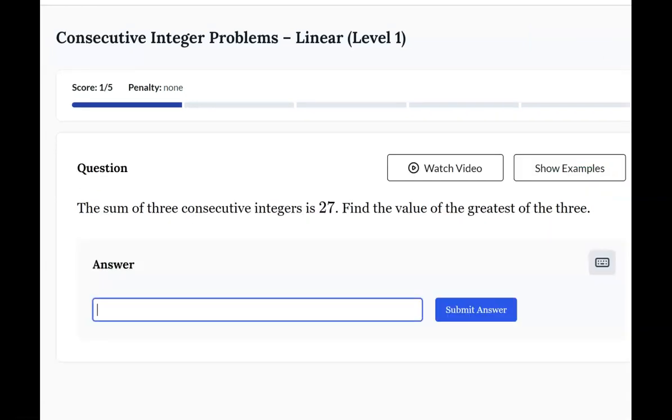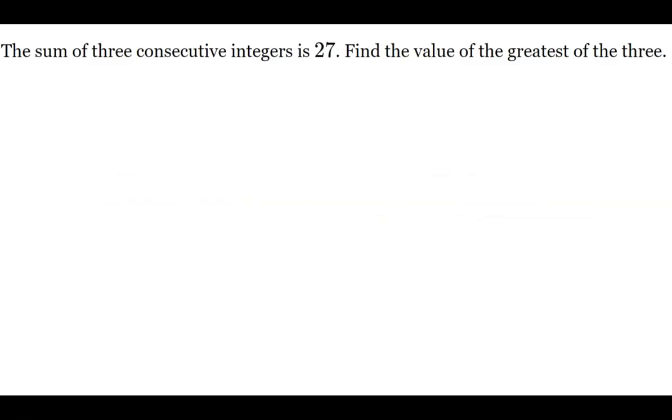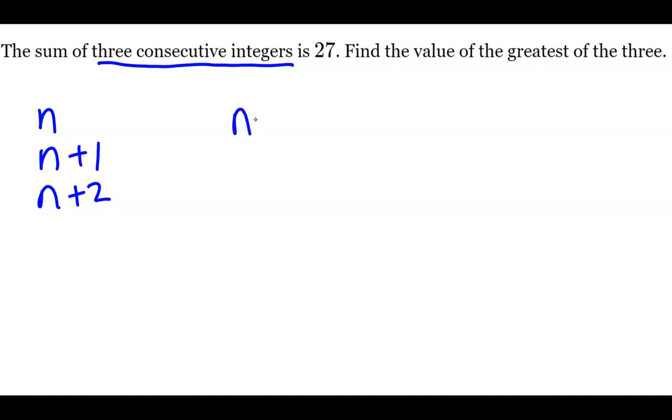Let's try another one. The sum of three consecutive integers is 27. Find the value of the greatest of the three. For this question, they're talking about three consecutive integers. So when you are consecutive only, that means you count up by one. So if I have n, that would be n plus 1, and n plus 2. The sum of all three is equal to 27.